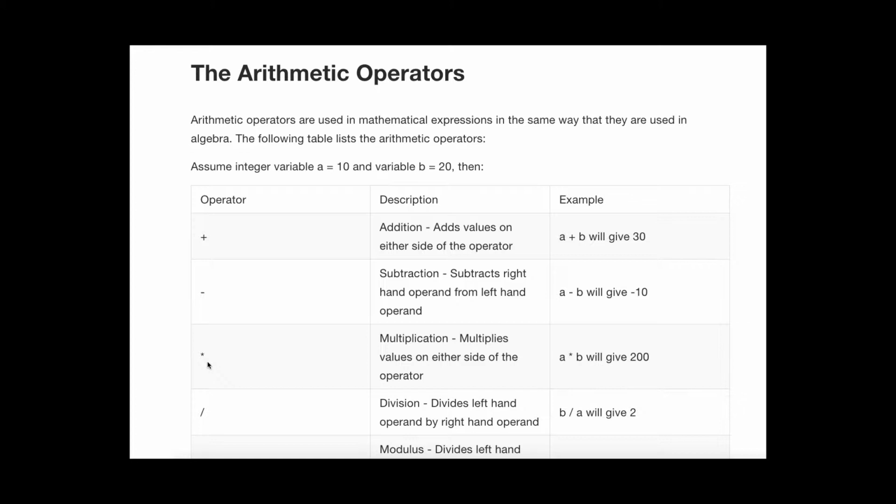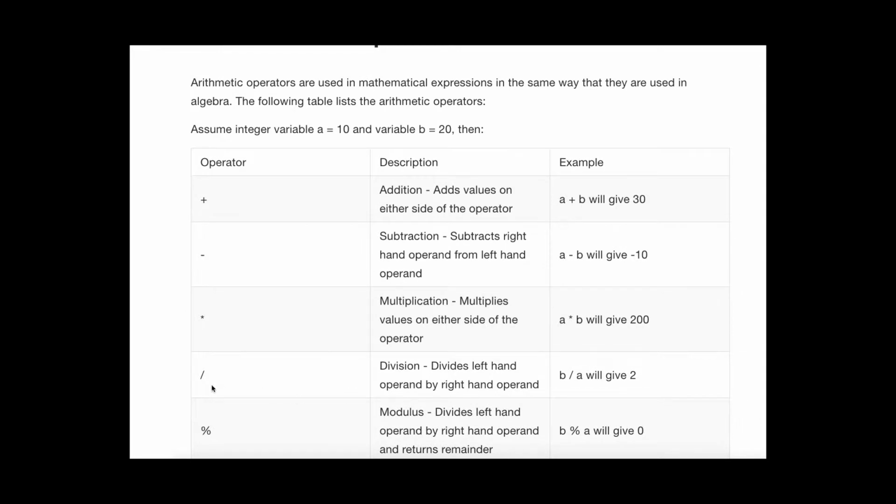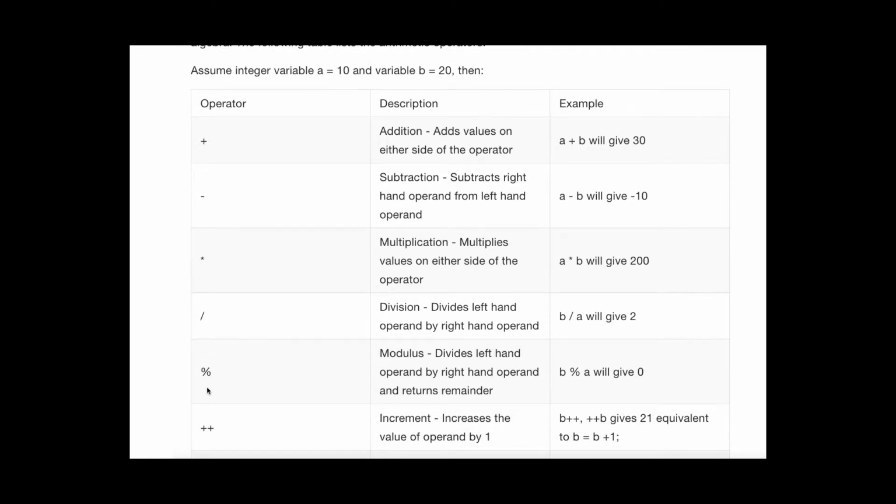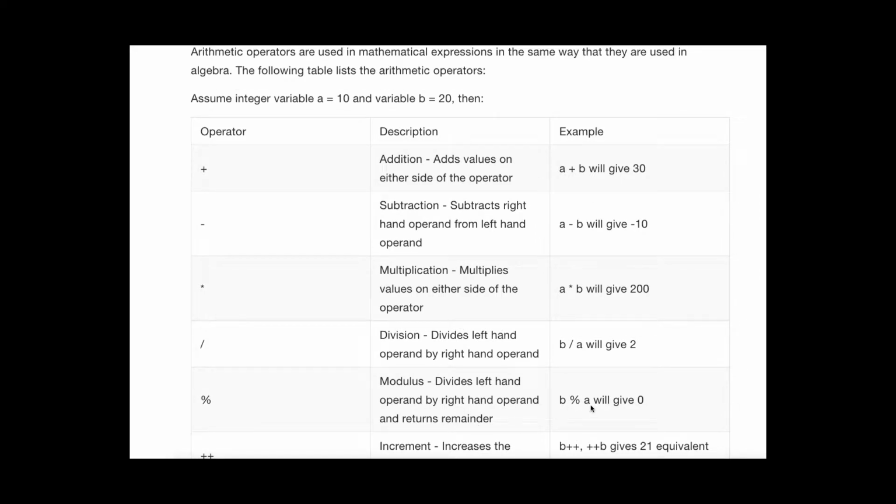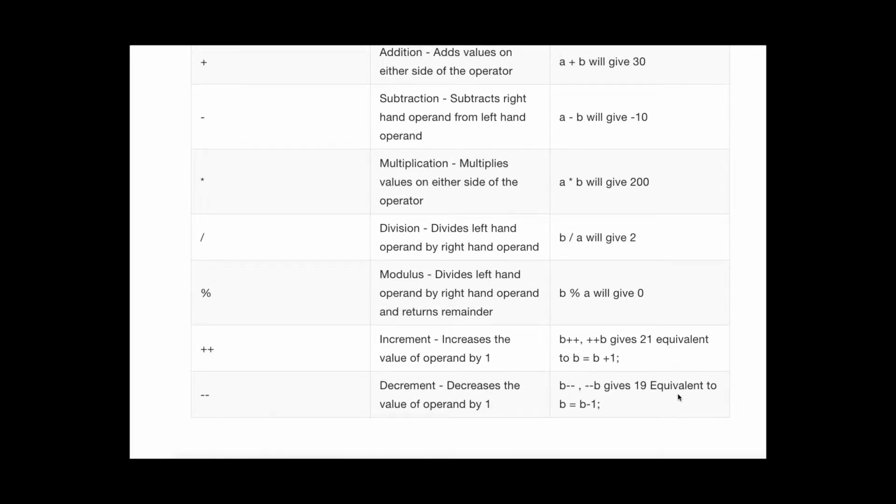And then a star is used for multiplication. So a star b gives you 200. And a slash, forward slash, is used for division. So b divided by a gives you 2. And then the percentage is for modulus. Modulus gives you the remainder. So b modulo a is 0 because 0 is the remainder when you divide 20 by 10.